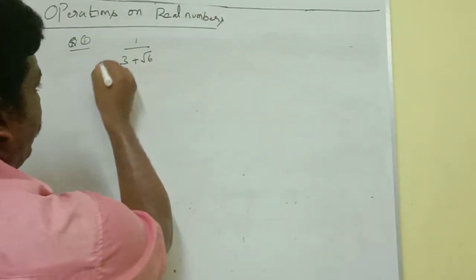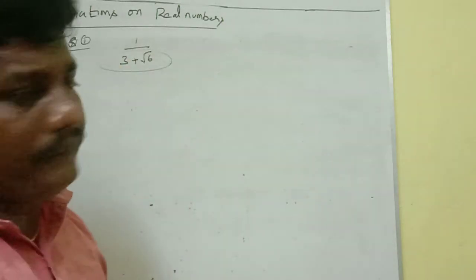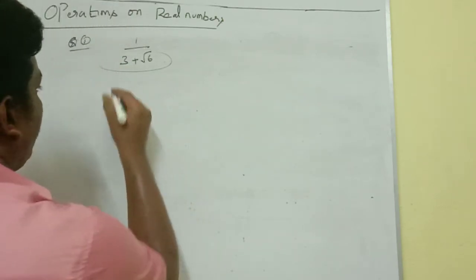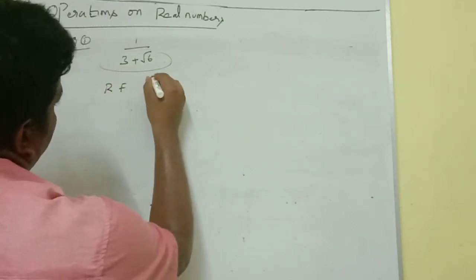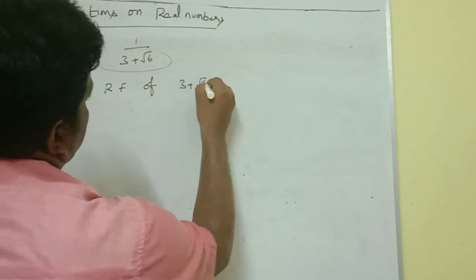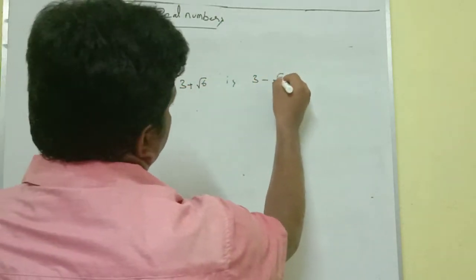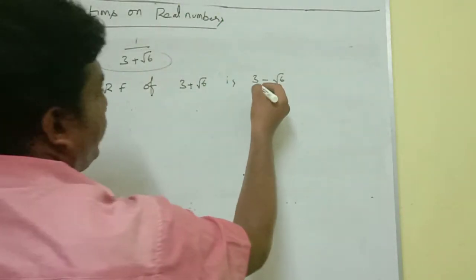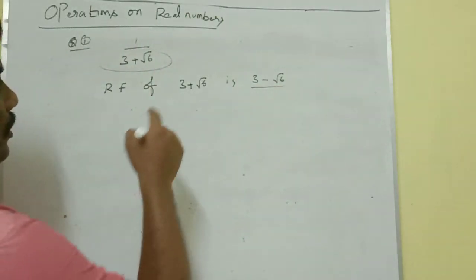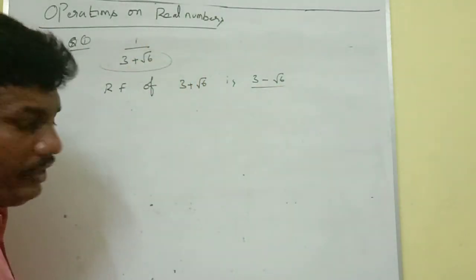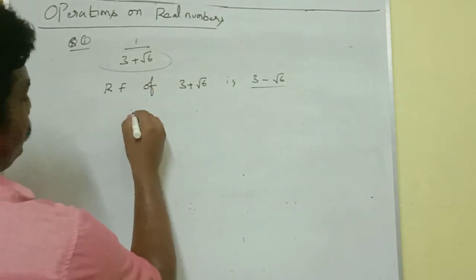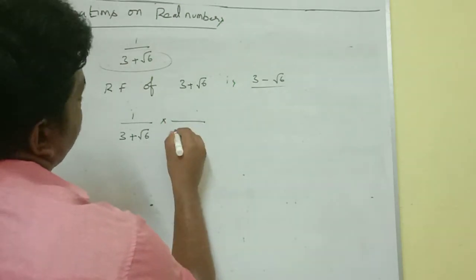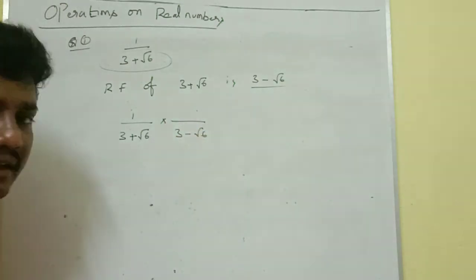So here first we are going to find what is the irrational number here. Here the irrational number root 3 plus root 6 is irrational. What is the RF? The RF of 3 plus root 6 is 3 minus root 6. So now to simplify this, we are going to multiply 3 minus root 6 on both numerator and denominator. So solution: this is 1 by 3 plus root 6 into 3 minus root 6, because it is a rationalizing factor.